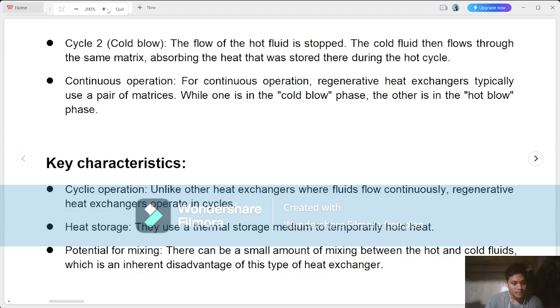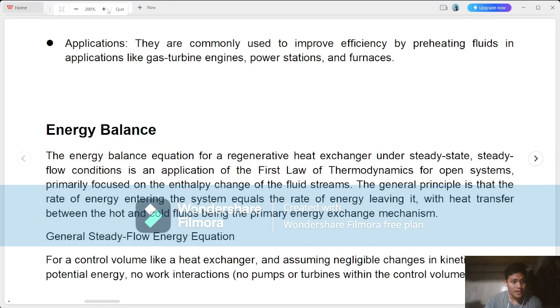Potential for mixing: there can be a small amount of mixing between the hot and the cold fluid, which is an inherent disadvantage of this type of heat exchanger. Last is application. They are commonly used to improve efficiency by preheating fluid in applications like gas turbine engines, power stations, and furnaces. So we proceed to the energy balance.